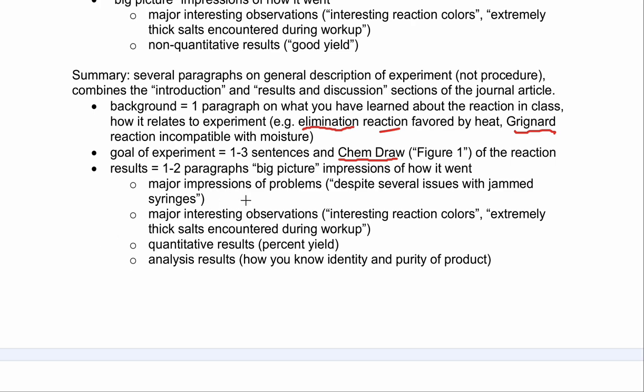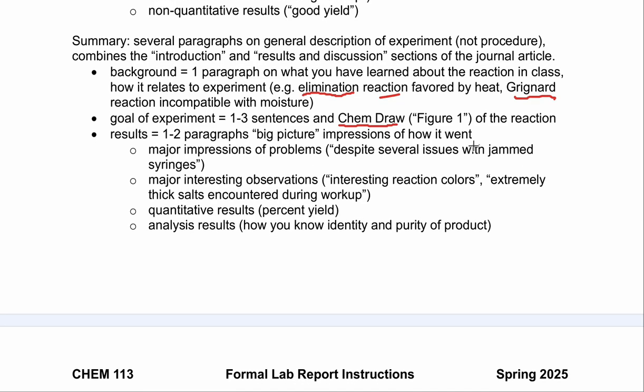Did you have some major problems? Did you observe anything interesting? You could also include the quantitative results at this point, some numbers, the percent yield, the mass of the product that you obtained, the analysis that you did. How do you know that you had the correct product and it was pure? So similar things to your worksheets, but just typed up a little bit more.